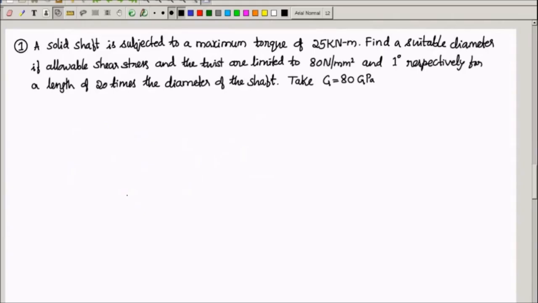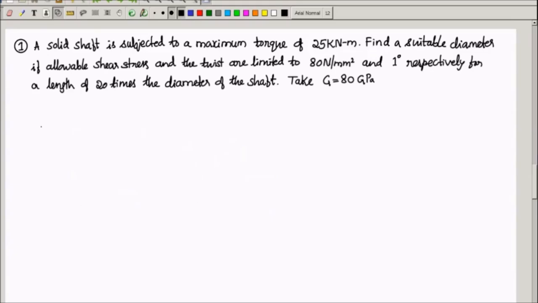Read this problem. A solid shaft is subjected to a maximum torque of 25 kilonewton meter. Determine a suitable diameter if allowable shear stress and the twist are limited to 80 Newton per mm square and 1 degree respectively for a length of 20 times the diameter of the shaft. Take G is equal to 80 gigapascal.